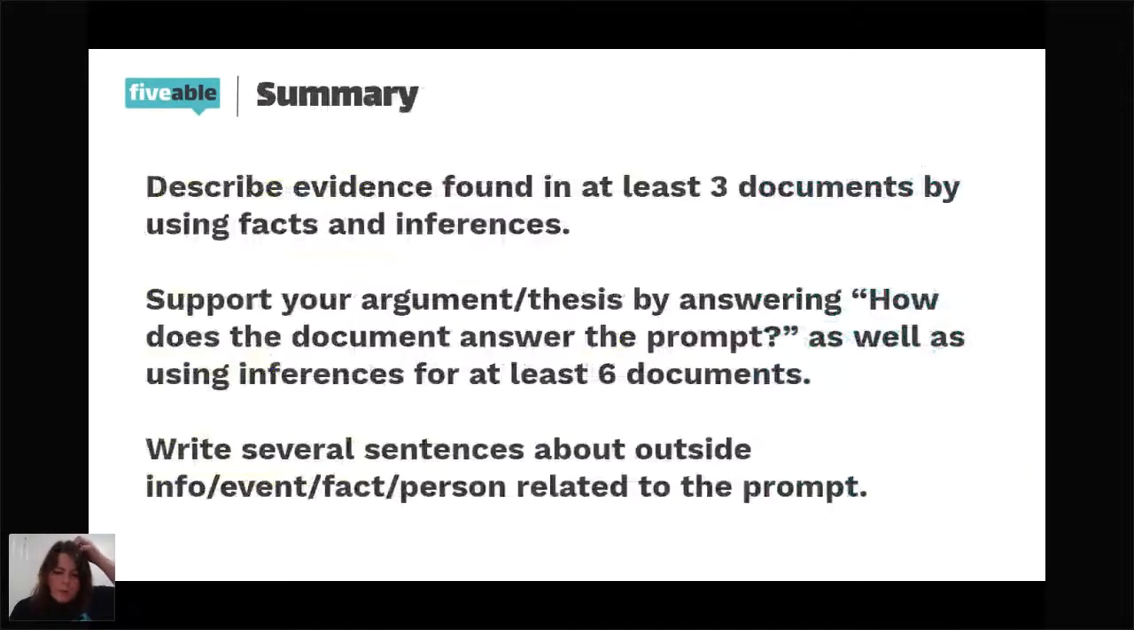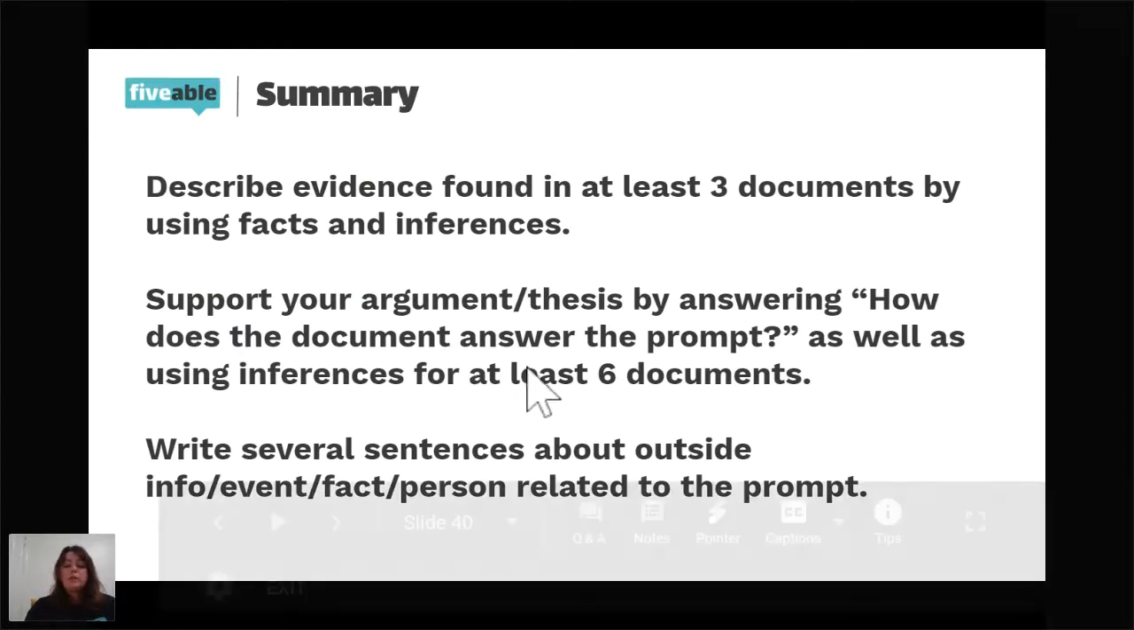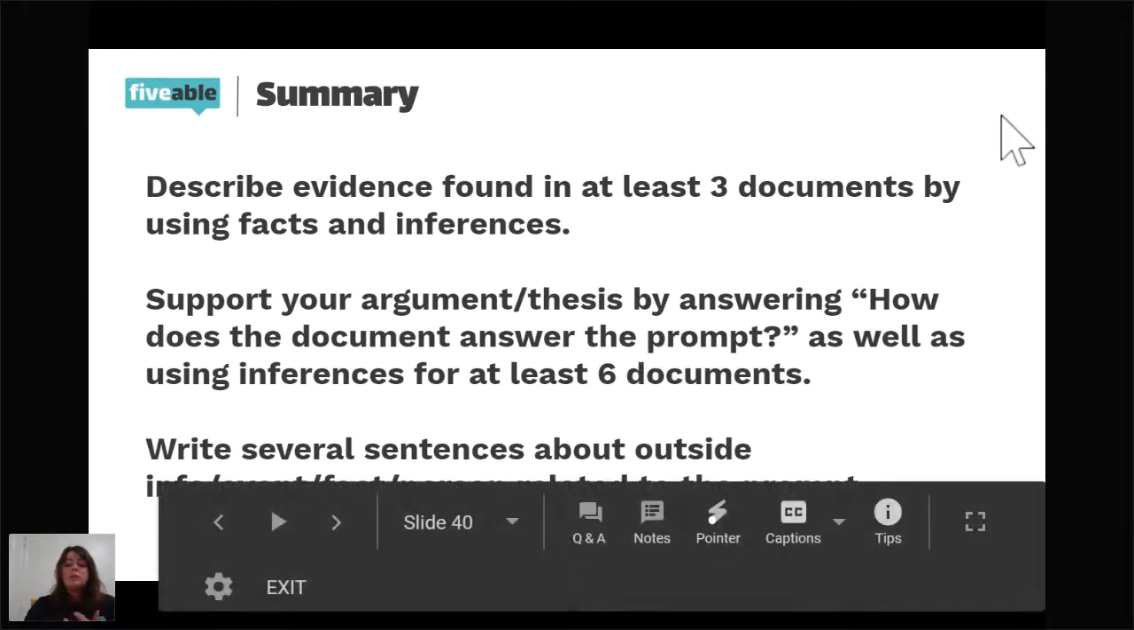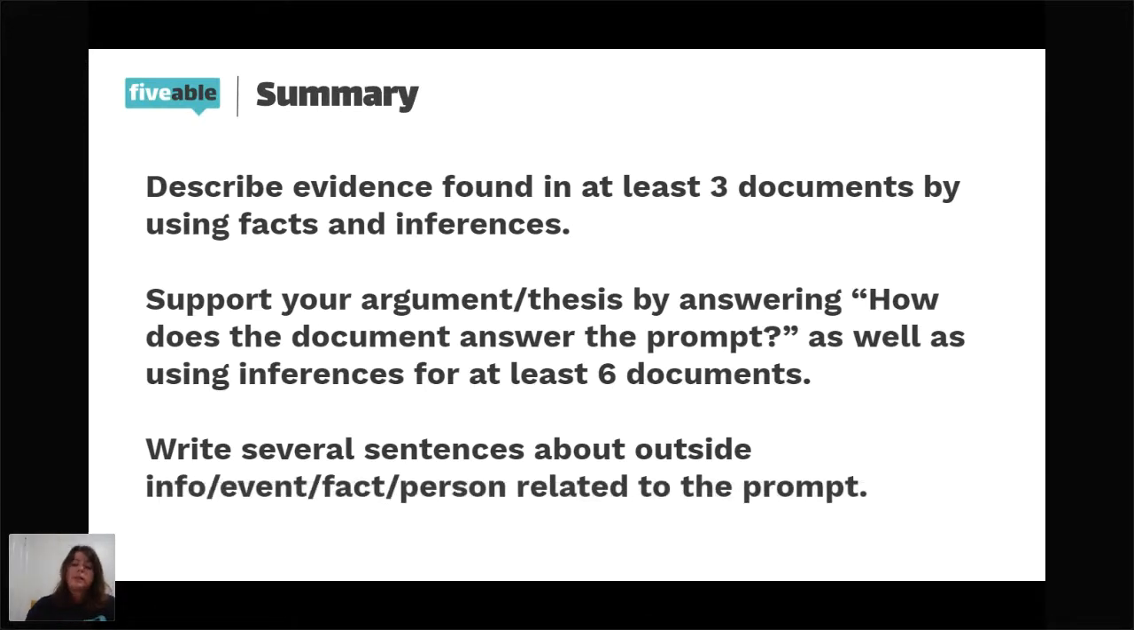All right, I know we're over time, and y'all, it's getting late on a Tuesday night. So to wrap this up, you describe the evidence found in at least 3 documents by using your facts and inferences, right? So just describe what's happening. You can get a point. Now, support your argument or thesis by answering how does the document answer the prompt, as well as using your inferences. And you've got to do that for at least 6 documents to get that second point.